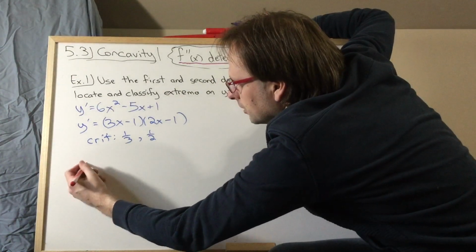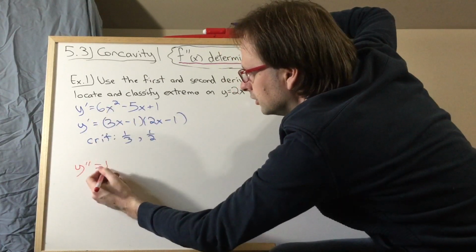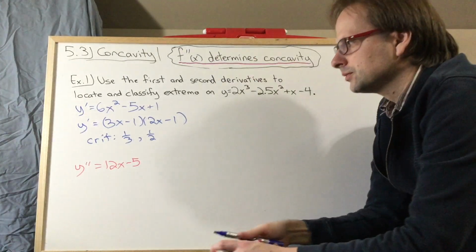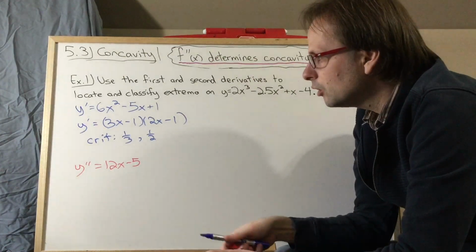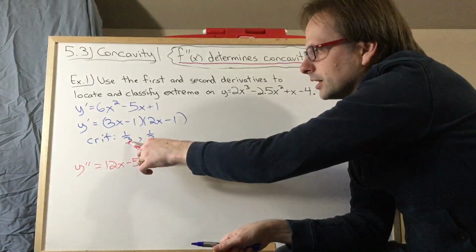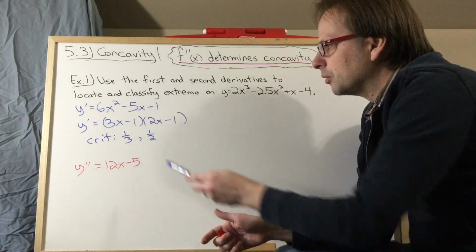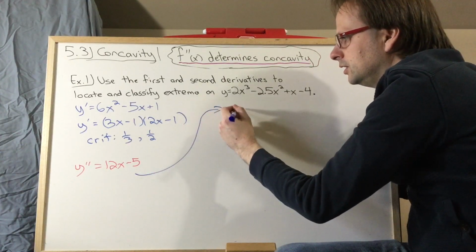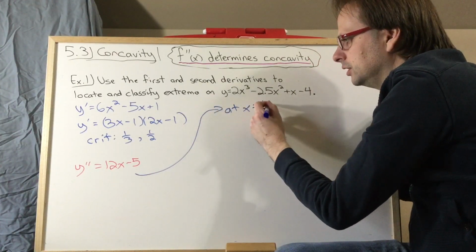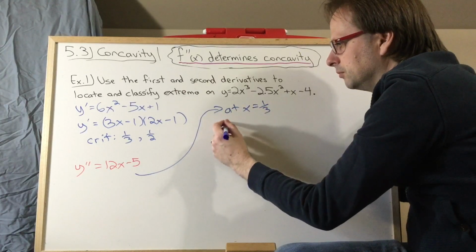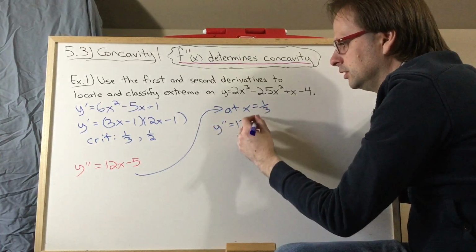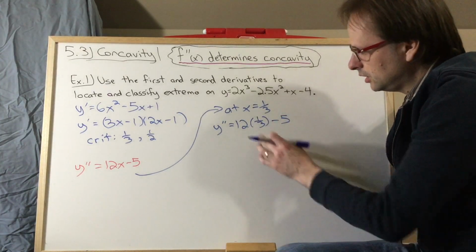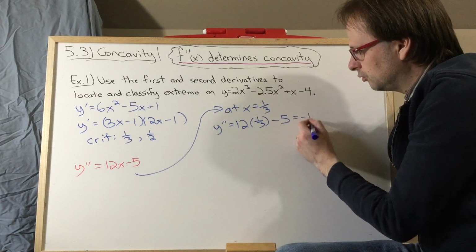So y double prime will be 12x minus 5. And here's what I'm going to do. I'm going to figure out what the concavity is at x equals a third, and then I'll repeat that for x equals a half. So at x equals a third, y double prime would be 12 times 1/3 minus 5, or 4 minus 5, which is -1.